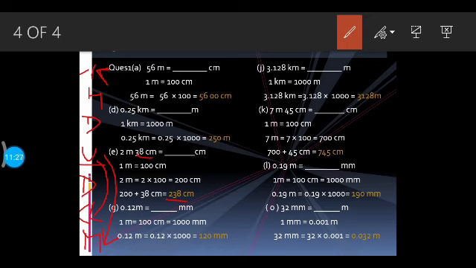And let's see the L part. L part is again the same as G part. Again you have to convert from meter to millimeter. You have to multiply with 1000. Okay, let's see O part.